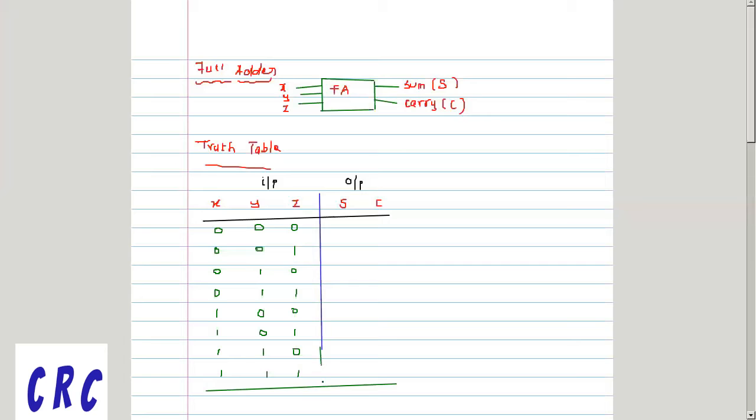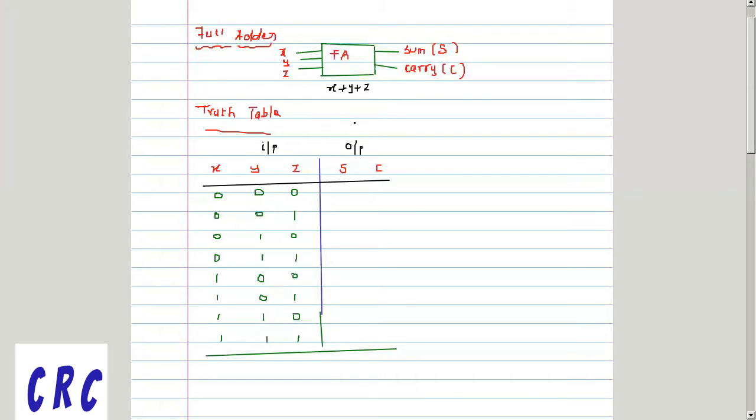Now I need to show the relationship between the input and output. The operation the full adder is going to perform is X plus Y plus Z. Whatever inputs I give, it performs the operation of X plus Y plus Z on it and produces the sum and carry. If I add the variables X, Y, Z in which the values are all zeros, I'll get the sum as 0 and the carry as 0. Then 0 plus 0 is 0, and 0 plus 1 is 1. There is no carry at all.